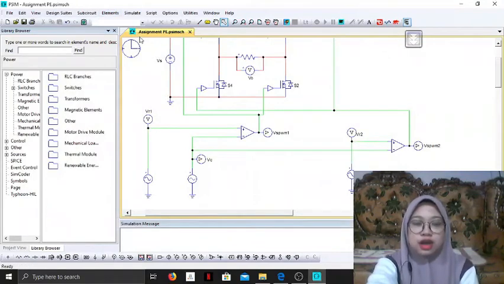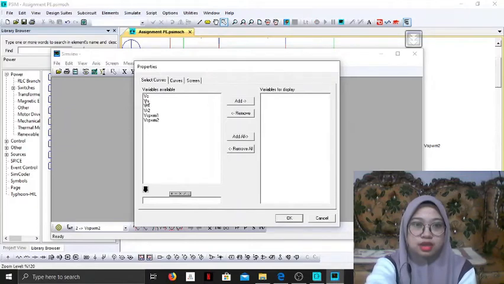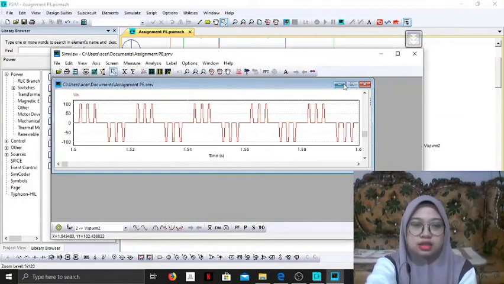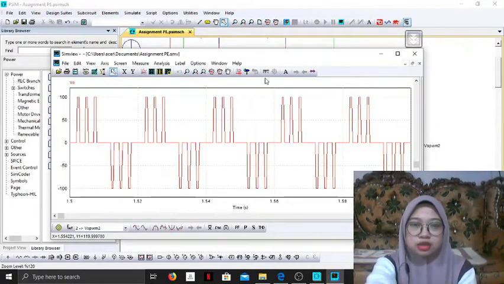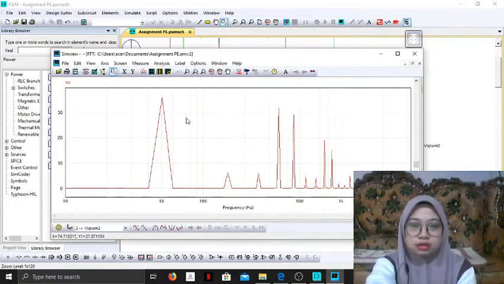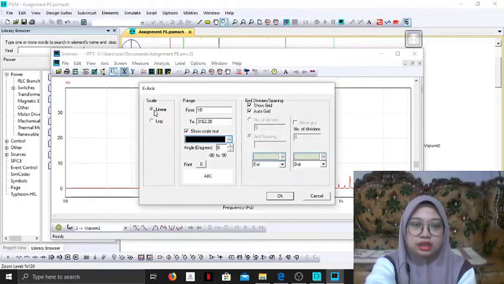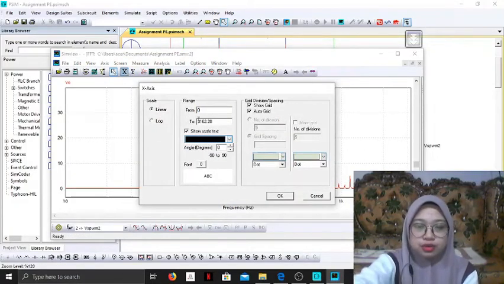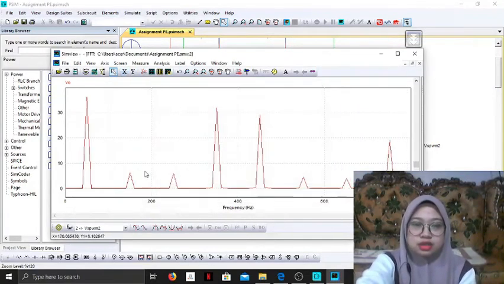Lastly, to get the harmonic spectrum of Vout, select Simulate and run the simulation. Select Vout, and this is the signal of Vout. To get the harmonic spectrum, select FFT, and the x-axis is set to be linear and range from 0 to 800 Hz. So this is the final signal waveform harmonic spectrum of Vout.